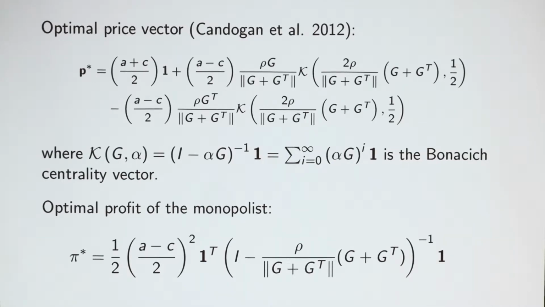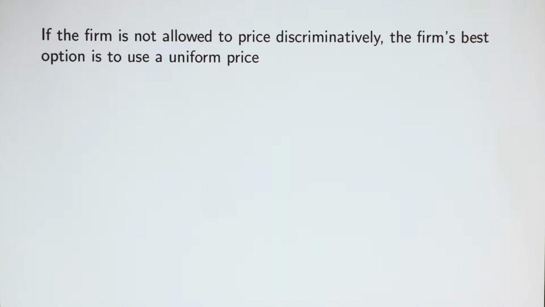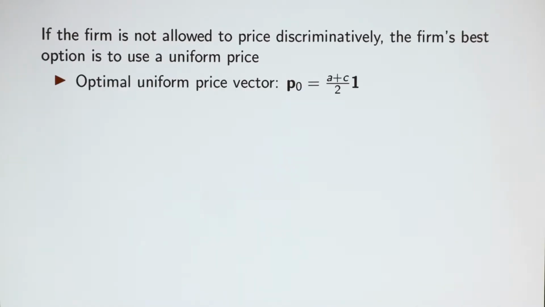And again, if we do the geometric series expansion of this matrix inversion, we can find that this pi star is actually proportional to the weighted sum of the number of walks of different lengths in the matrix G plus G transpose. On the other hand, if the monopolist is not allowed to price differently for different customers, or if he's only allowed to set one single price for all the customers, then we can show that the optimal uniform price has the following form.